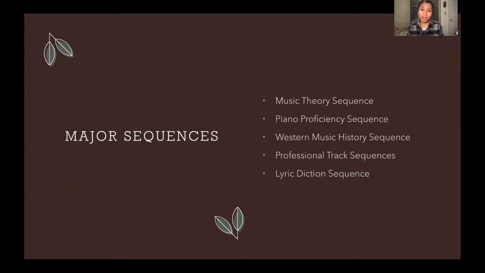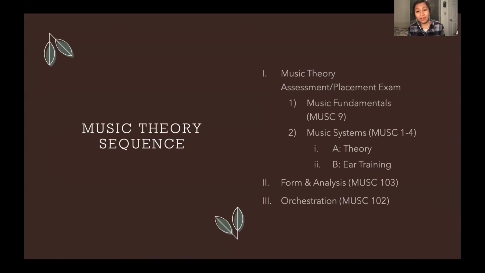There are several sequences in the music education program that require you to pay attention to which classes you are taking when, because the material in these classes builds on each other. These major sequences are the music theory sequence, piano proficiency sequence, Western music history sequence, professional track sequences, and lyric diction sequence. So let's start off with the music theory sequence.